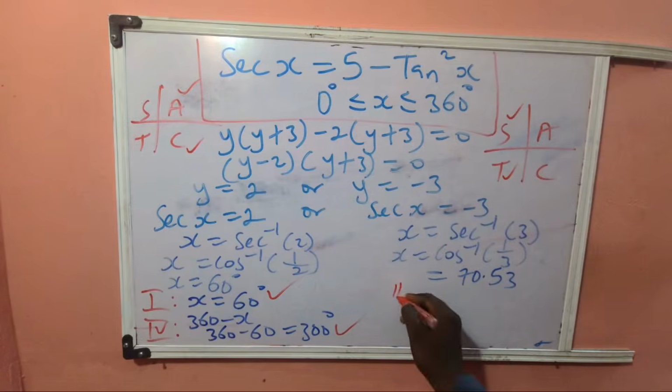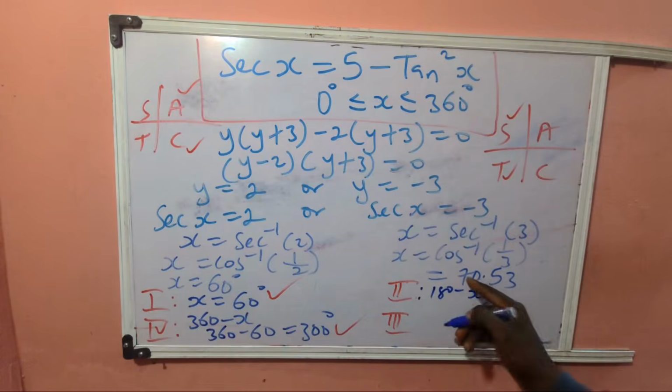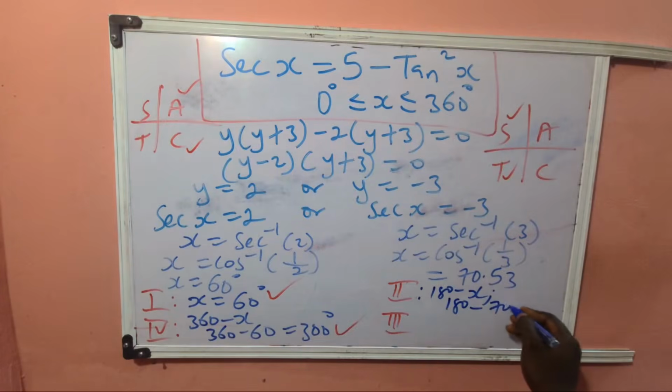So our quadrant of interest is second quadrant and third quadrant. So what is the rule that goes on for our second quadrant? The rule is 180 minus x. In this case, we're having our x as 70.53. So we're having 180 minus 70.53. What does that give you? 180 minus that gives 109.47.